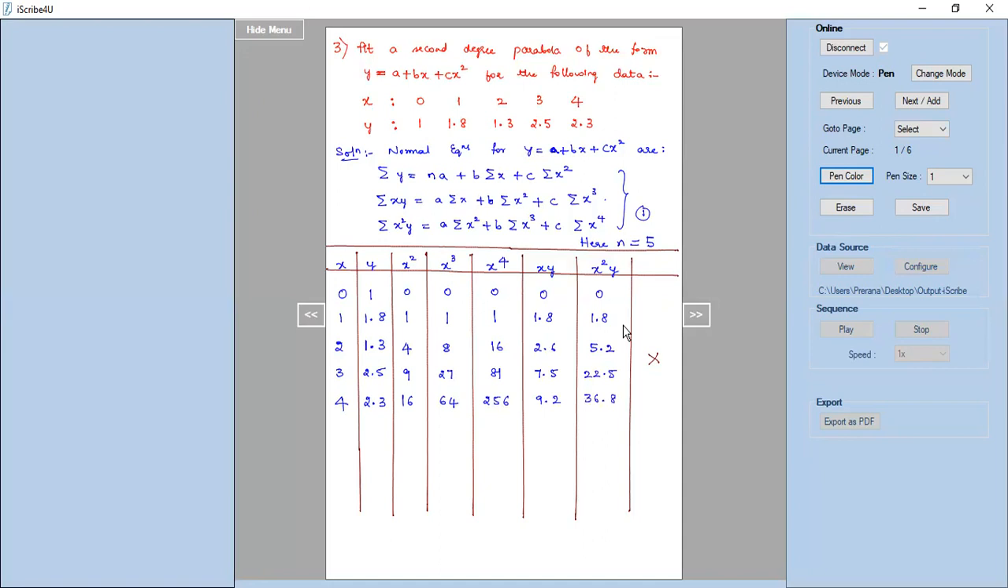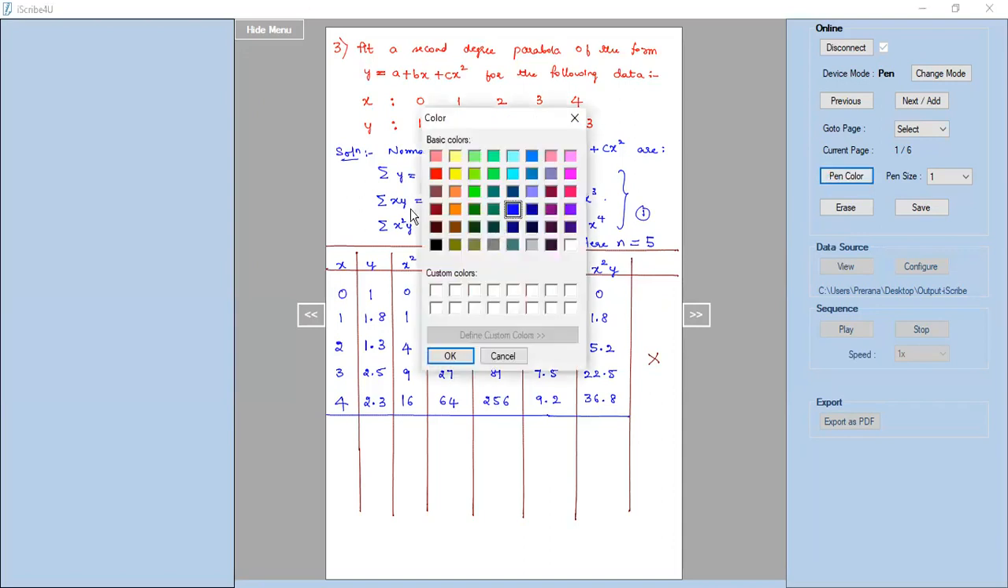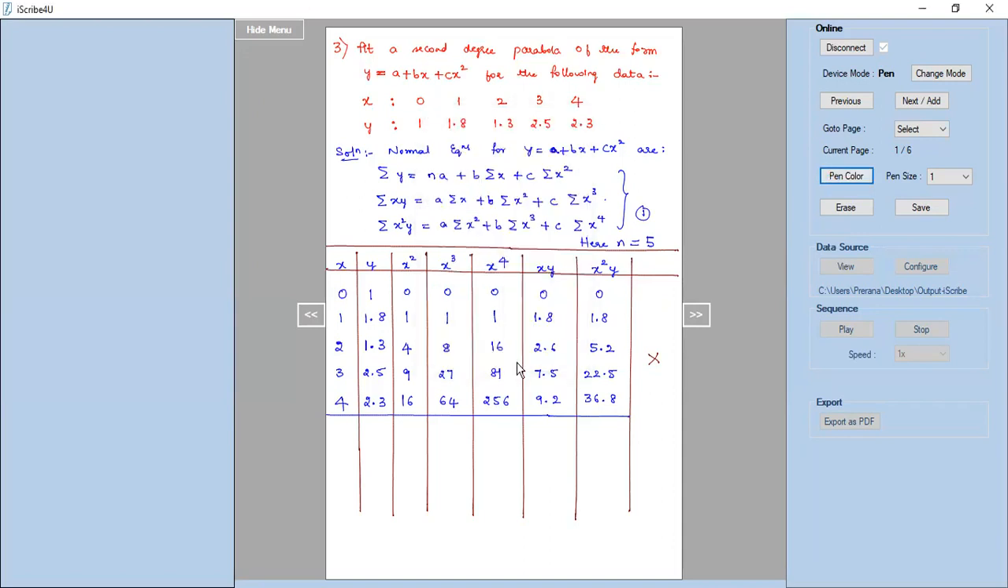Now we can sum up each of these columns. We are in need of summation of each of these columns. So we'll do the summation now. Summation x is equal to, sum of all the x values will give us 10. Summation y is equal to 8.9. Then we have summation x into y is equal to 21.1. Just check it out.